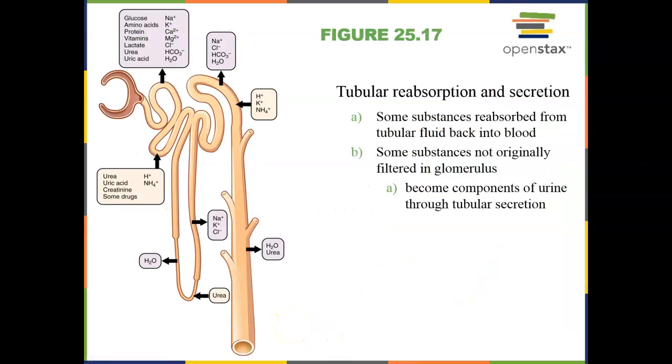So tubular reabsorption and secretion occur along the entire nephron loop, but the majority of reabsorption occurs within the proximal convoluted tubule. So that's the first area of the nephron loop. And that's because it has those microvilli that help to increase surface area for absorption. So we have a lot of reabsorption of materials that were released by that filtration membrane. And there's going to be secretion of materials that couldn't fit through the filtration membrane.